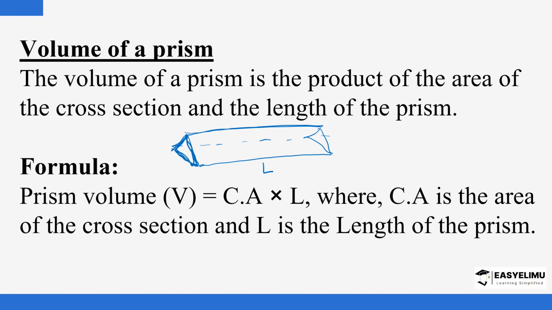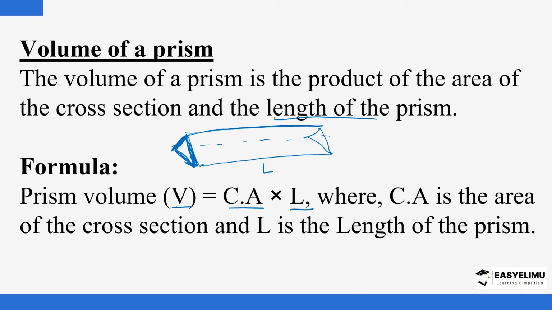The name of the prism will depend on the shape of the cross section. It could be triangular, square, or rectangular. That will determine the name used for such a prism. In this case the cross section is triangular, so you multiply the area of this cross section by the length of the prism to give you the volume of the prism. So volume equals cross sectional area times the length, where CA is the area of the cross section and L is the length of the prism. This formula is what you're going to use when finding the volume of a prism.